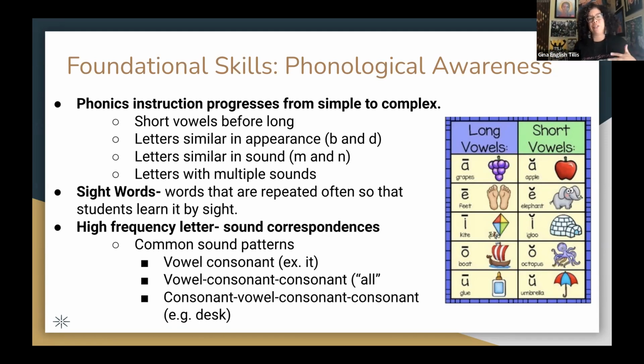Another thing that teachers use is sight words. And depending on what class you're in, you might have some teachers include sight words. Ayanna, you can join in right here.